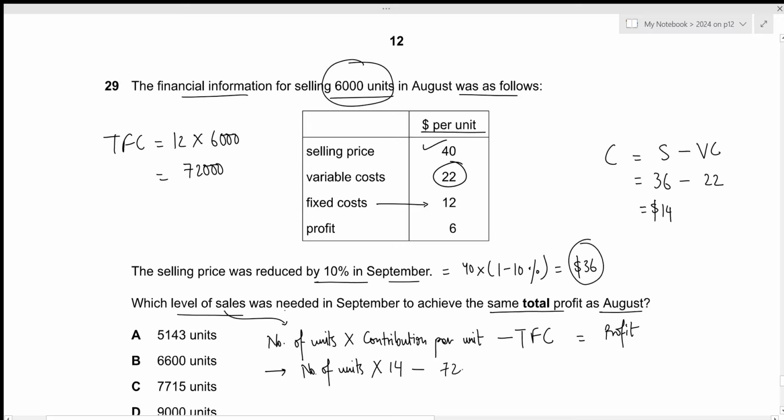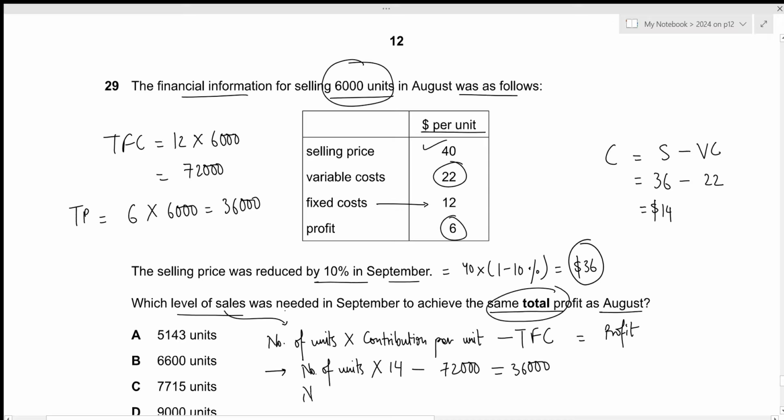So we subtract the 72,000, and we needed the same total profit as August. The profit for August was 6 per unit. Now the total profit is just going to be the per unit value of 6 multiplied by the number of units of 6,000 for the month of August. This results in the value of 36,000.